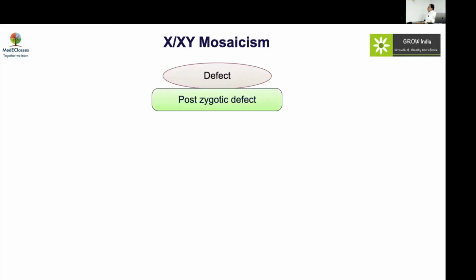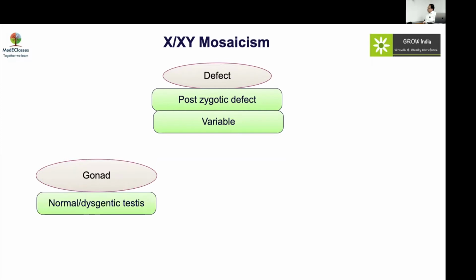The defect here is post-zygotic. It will be variable. Depending upon which cells have X0 and which cells have XY, you may have development of one particular gonad in one area and the other in the other area. So the gonad usually would be a normal or a dysgenetic testis and a normal or a dysgenetic ovary.